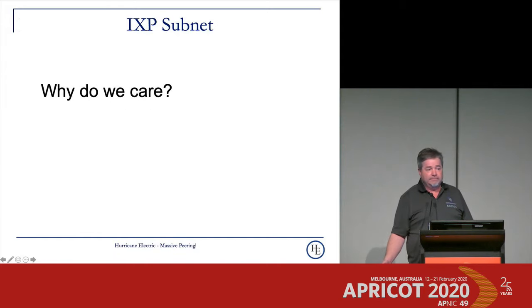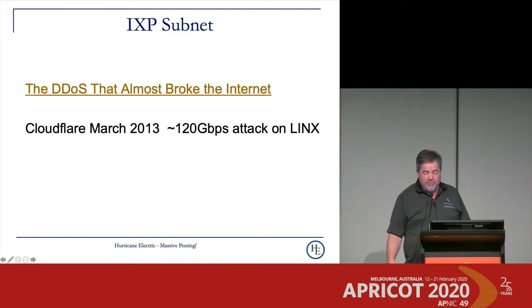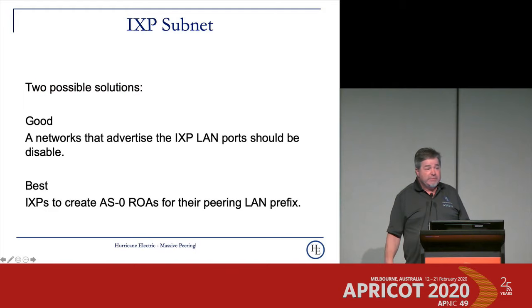So why do we care? How many attacks do you think there have been on peering LANs in the last couple of years? 1, 2, 10? A few. Unfortunately, my friend Tom at Cloudflare was the first one to suffer such a drastic attack, but that was back in 2013. So there are two possible solutions. Good: turn off the offender's port. But best: have the peering LANs tag their ROA with AS0, so it won't propagate through the internet. And as RPKI takes over a larger foothold, this will be a great solution.